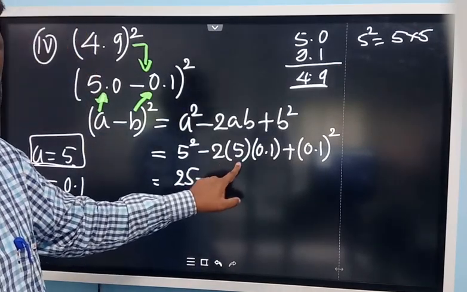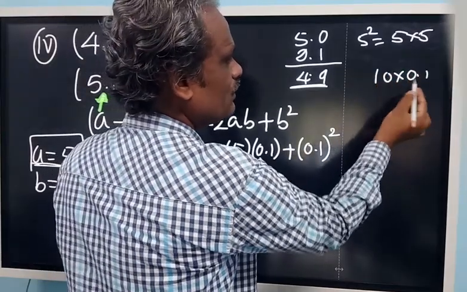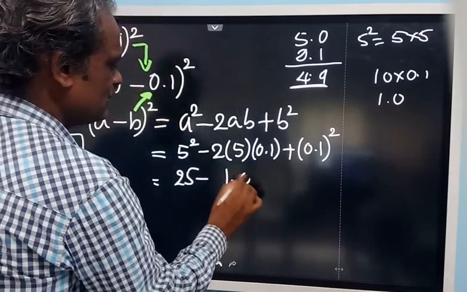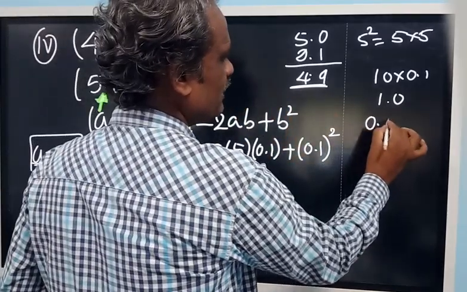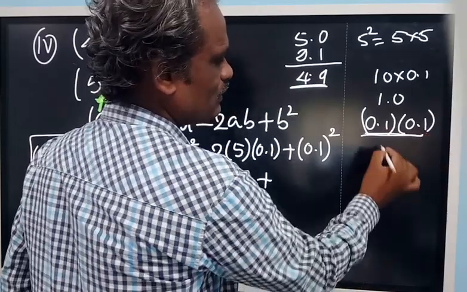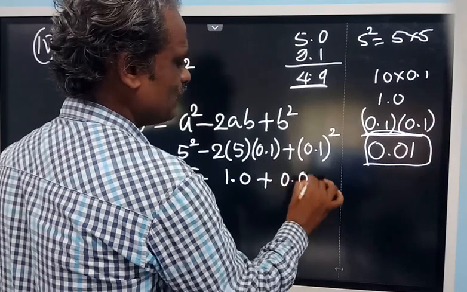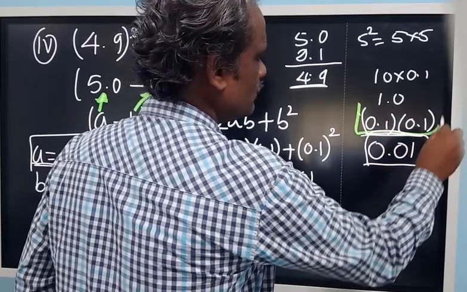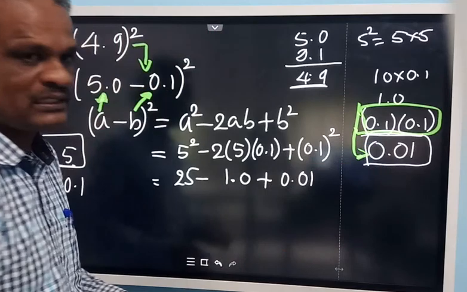Now you tell me what is the product of this one. 2 5s are 10, 10 into 0.1. Decimal point will shift, 1.0. This is 1 only. Then what is the product of 0.1 and 0.1? 0.1 whole square means 0.1 into 0.1. So you will get 0.01. When you multiply these two, 0.1 and 0.1, you will get 0.01. That we have written here.